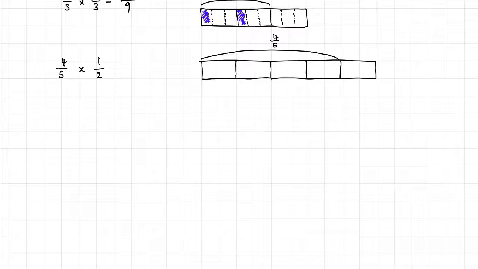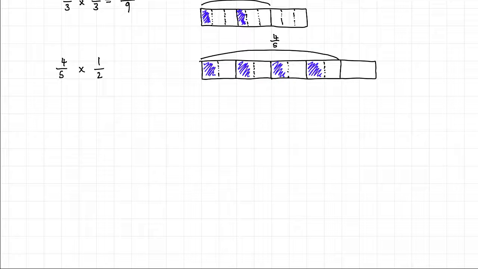Okay, so let's see if we get 2/5 using the same method we used for the other one. So what I'm going to do is I'm going to take each section and I'm going to half them, and I'm going to keep 1/2. Okay, so let's do that. So I'm going to half this section, half that, half this, and half that, and I'm going to keep a half out of each one. Keep that one, keep that one, and keep that one. So remember what we said, we started with 4/5. Half as big we know is 2/5. So the answer that we're looking for is 2/5.